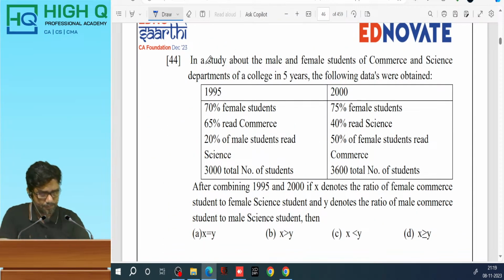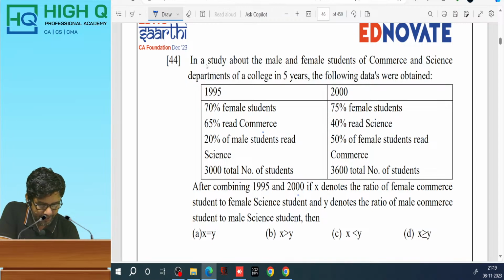Now, in a study about the male and female students in commerce and science departments of colleges in 5 years, the following data were obtained. My dear, these are rare type of questions. Okay, time consuming. Remember that. 70% female students, 65% read commerce. This is 1995, 2000. Okay, some data is given.